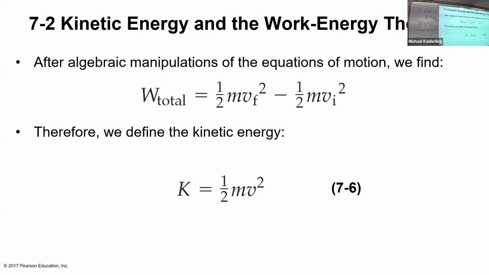And this quantity that is related to work, 1/2 mass times speed squared, we define to be kinetic energy. So this can be rewritten as: total work is kinetic energy final minus kinetic energy initial, or change in kinetic energy. Your book uses a capital K for kinetic energy. Sometimes people will use E sub K.